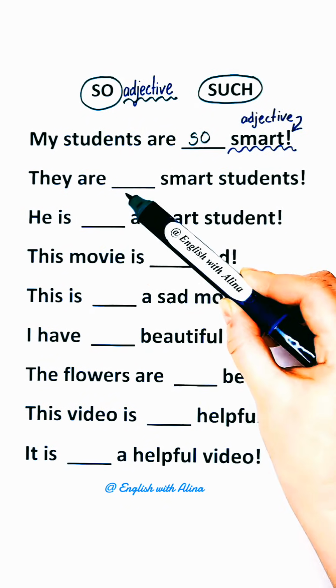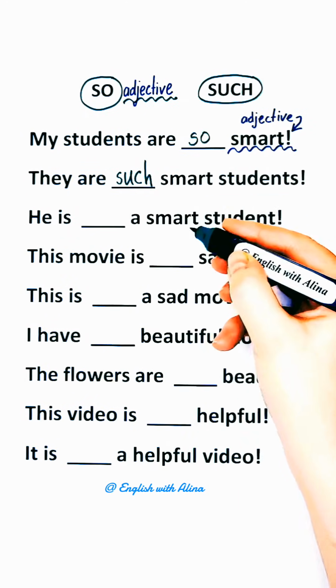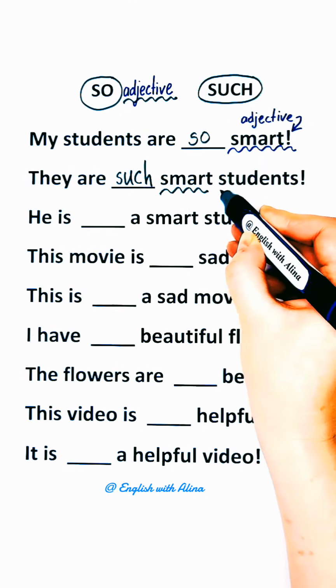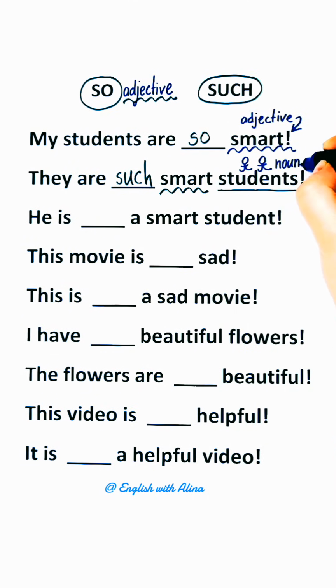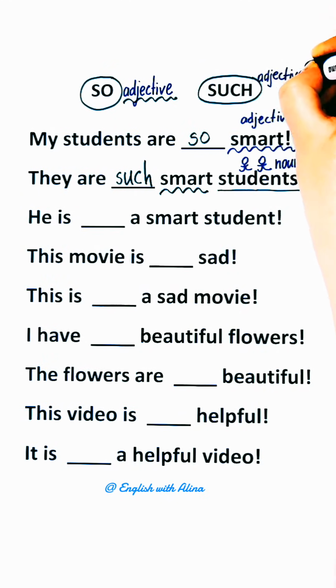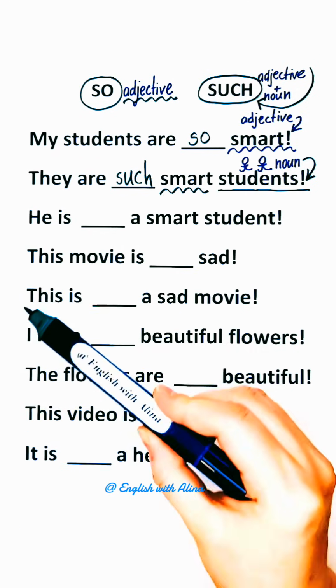They are such smart students. Smart is an adjective. Students is a plural noun. If followed by an adjective and a noun, use such.